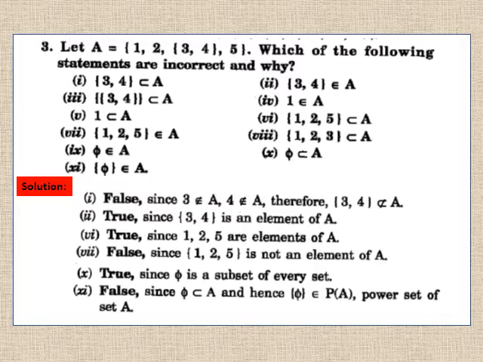Moving to the second one. Now {3, 4} belongs to A. Yes, it is true because it is obvious that the set {3, 4} is there, not the element 3 and not the element 4. So {3, 4} belongs to the set A. So this is true.